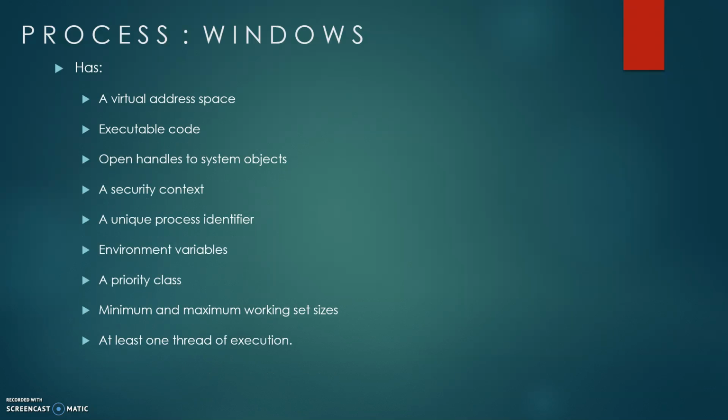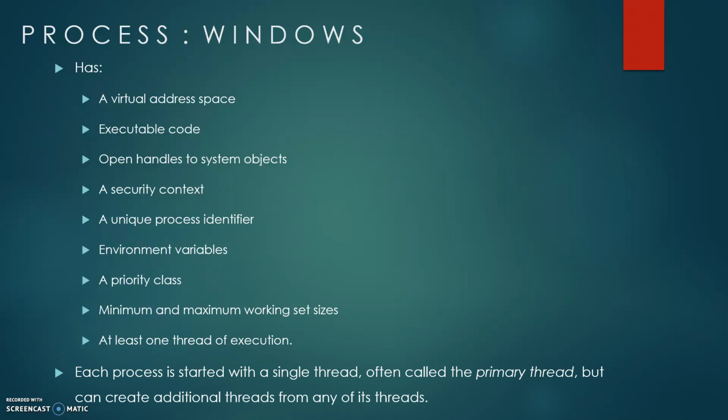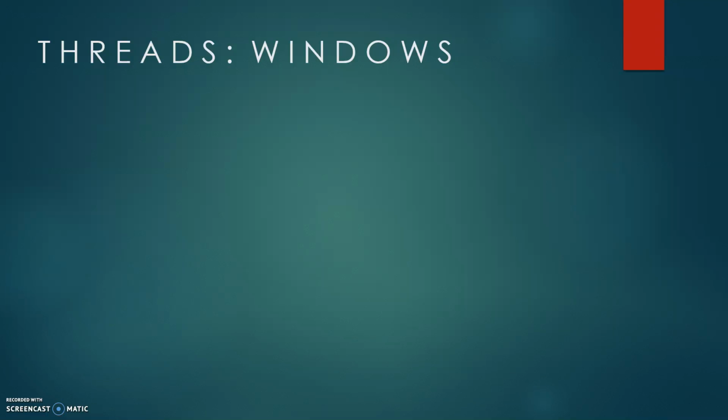It has a virtual address space, it has the executable code, it has open handles to system objects, it has a security context, a unique process identifier, environment variables, it has a priority class, it has minimum and maximum working set sizes, and at least one thread of execution. And each process is started with a single thread, often called a primary thread or a main thread, but can create additional threads from any of its threads.